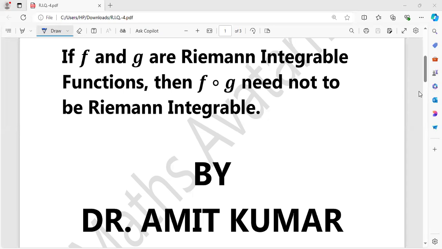So, today we are going to see a question that the composition of two Riemann integrable functions need not be Riemann integrable. Okay. So, if f and g are Riemann integrable functions, then f of g will not necessarily be Riemann integrable. Okay, we will solve it by example.